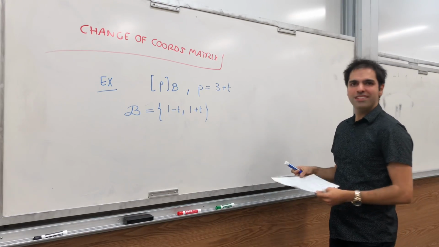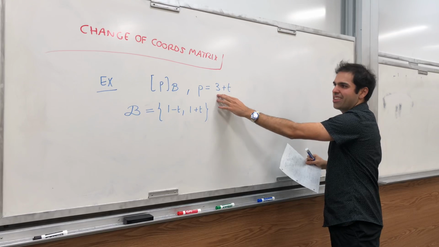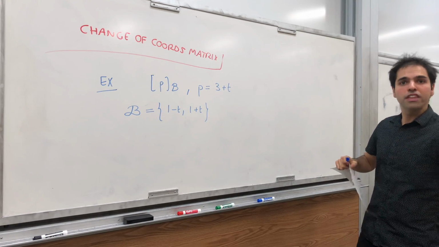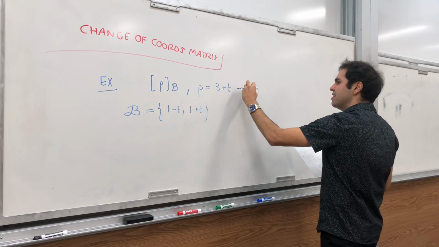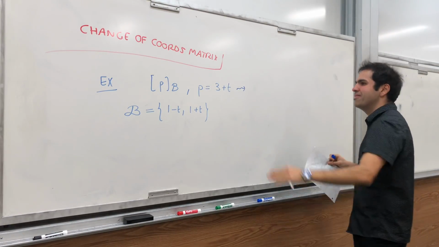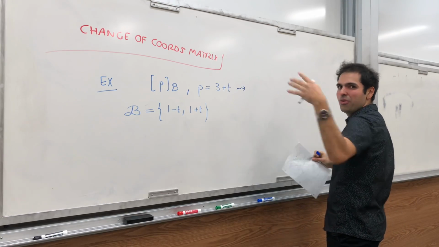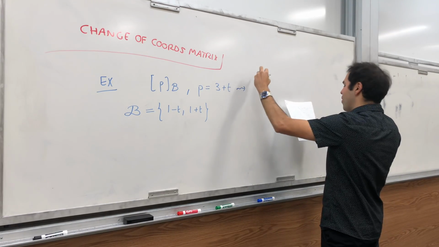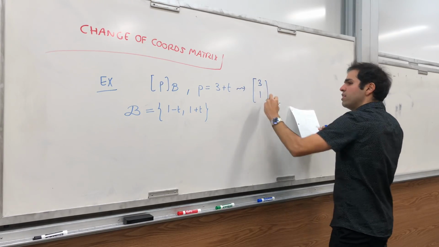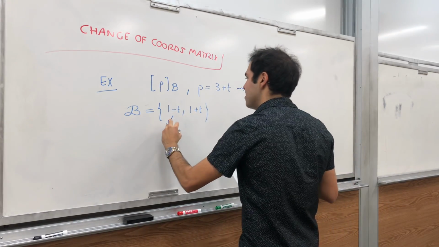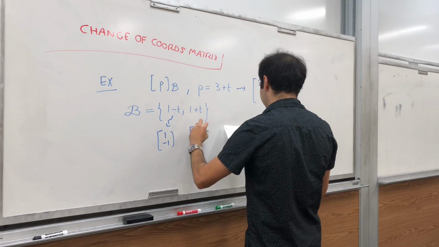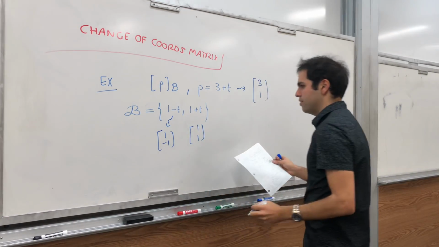First of all, don't be scared of this thing here, like 3 plus t and 1 minus t, 1 plus t. Just think of this in terms of coefficients. So technically you have to do another change of coordinates from this space of polynomials to R2. But really, you can think of this as the vector (3, 1), and this as the vector (1, -1) and (1, 1).